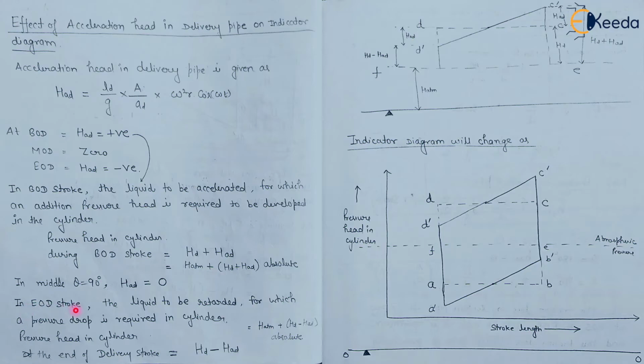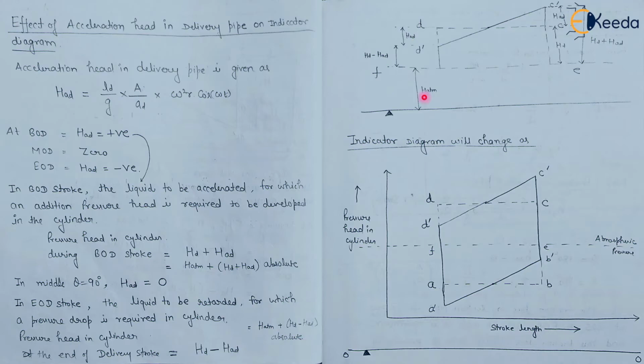In the end of the discharge or end of the delivery stroke, the liquid is to be retarded, for which a pressure drop is required in the cylinder. So pressure head in the cylinder will be HD minus HAD. If I calculate the absolute value, then it will be Ha, the head due to atmospheric pressure, plus HD minus HAD. This is the absolute value. So these are the absolute pressure heads at the beginning and at the end of the delivery.